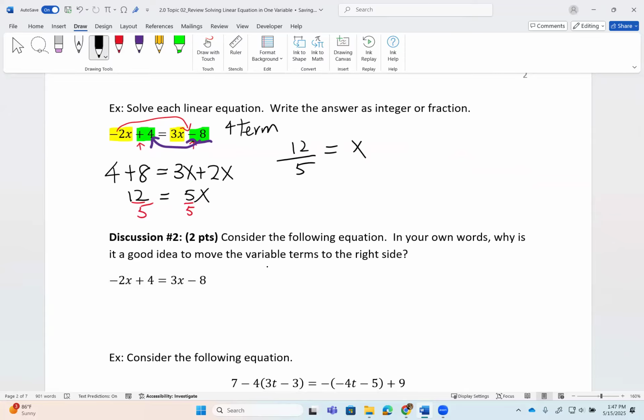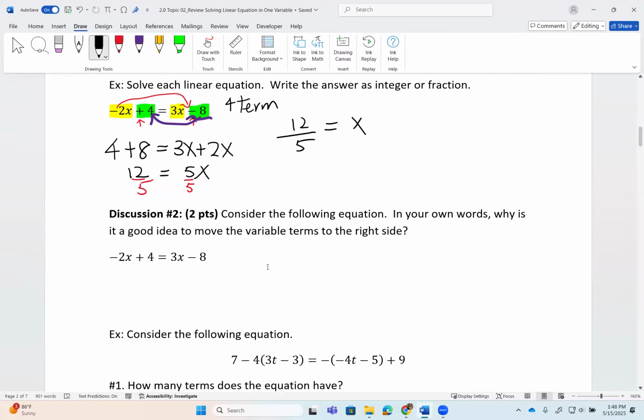So in your own words, why is it a good idea to move the variable term to the right side? You can basically just say it avoids making a sign mistake. Because if I move the 3x to the left side, then I will end up with -2x and -3x combined, which is -5x. So for some reason, when students divide both sides by a negative coefficient, students tend to make mistakes more often. So the reason we move it to the right side, the bigger side, is so that we can avoid making sign mistakes. All right, let's try another one.